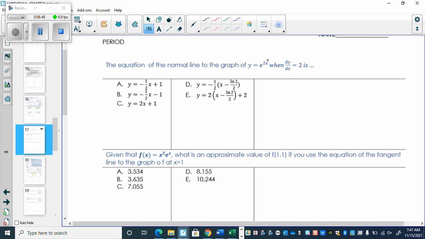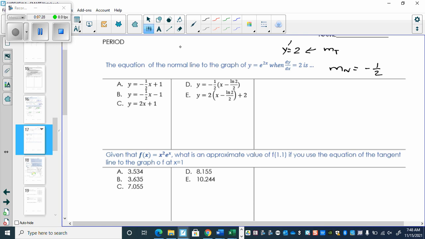The equation of the normal line to the graph of y equals e to the 2x when dy over dx equals 2. So when y equals 2, what is the equation of that normal line? So first of all, y prime. So this is the slope of the tangent. Therefore, I don't need to work to get the slope of the normal line. I know it's the opposite reciprocal. That slope is the opposite reciprocal. All right. The other thing I need to figure out is what my x and y values are.